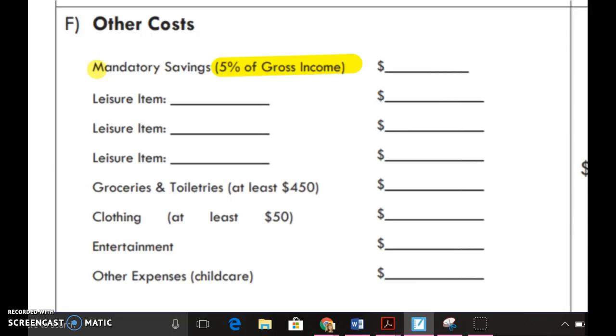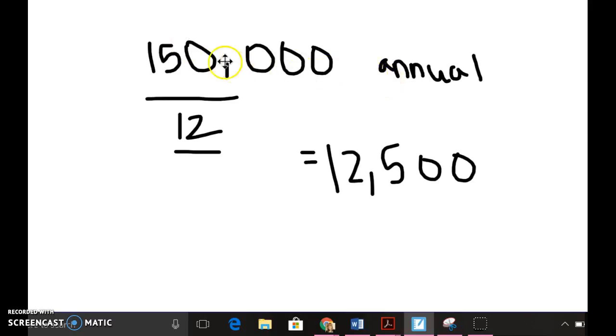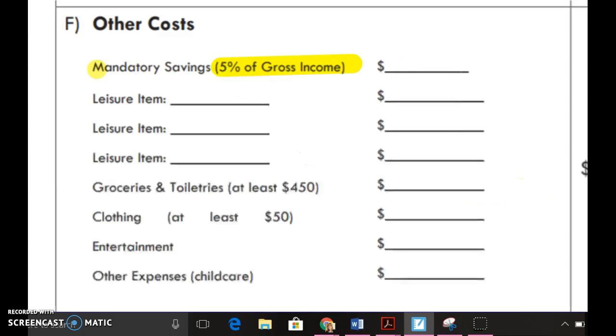Gross income. When you think about your annual income, however much you make each year, you divide that by 12. This is your gross income, before you multiply times 30% to get your taxes out. Your annual income divided by 12 is your gross income. Now you are required to save 5% of that. So let's set that up.